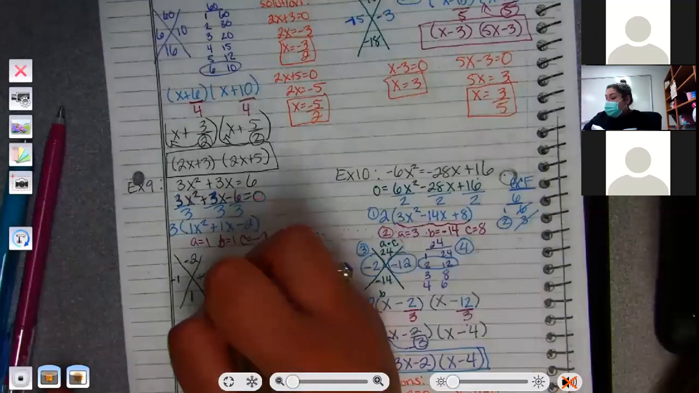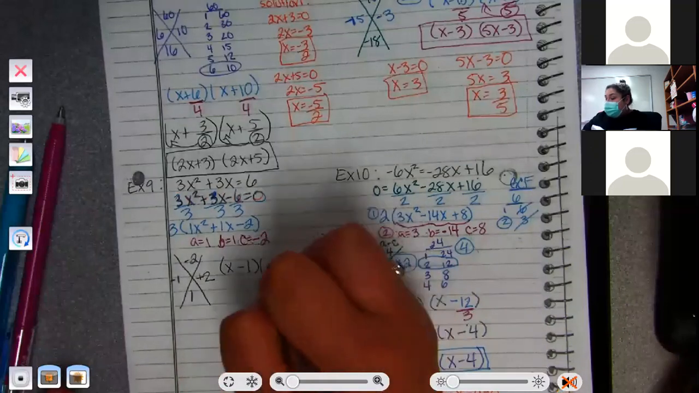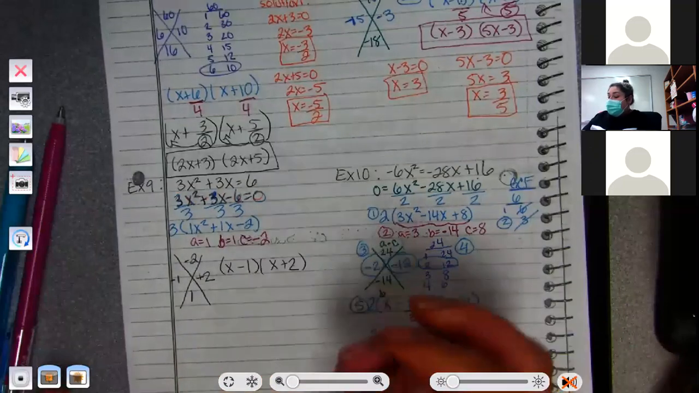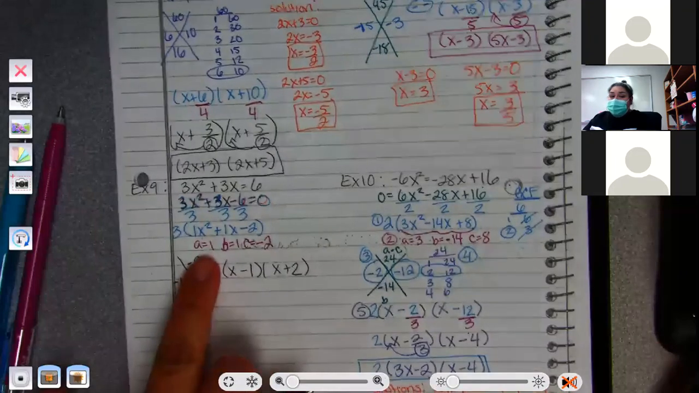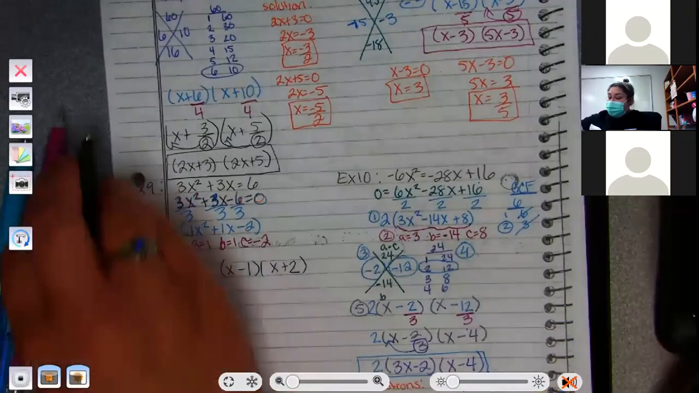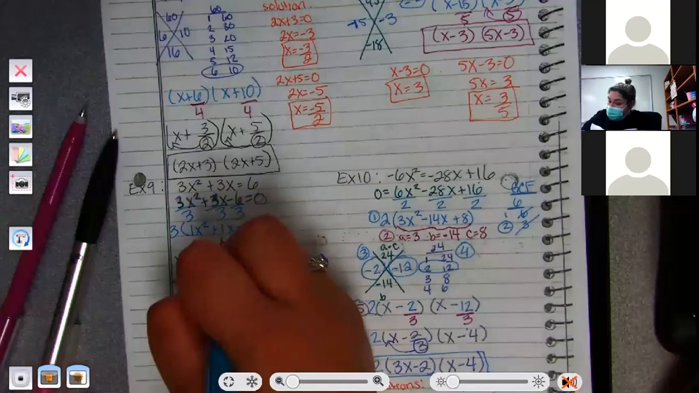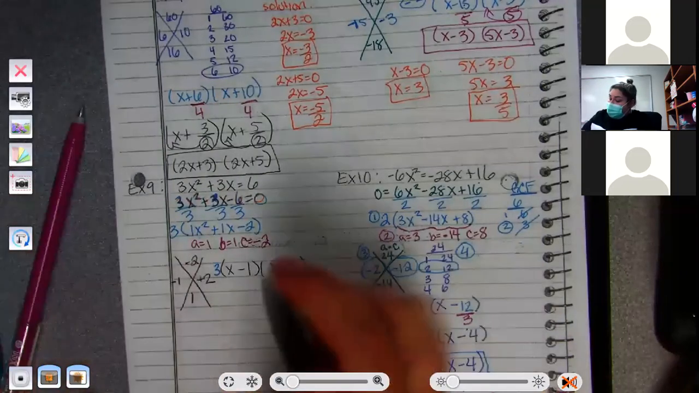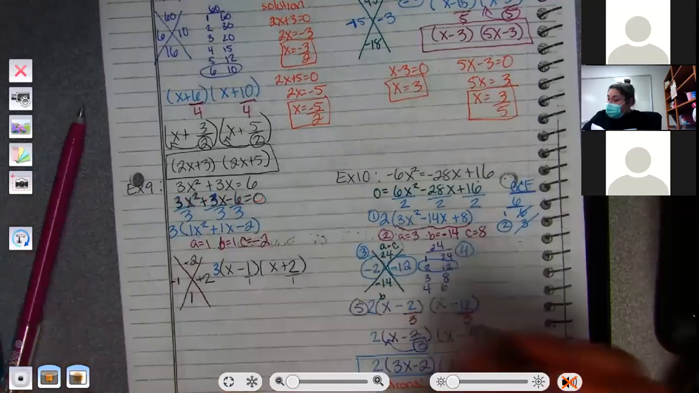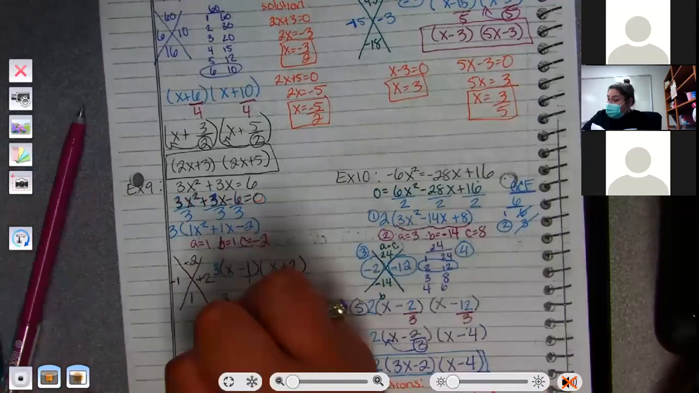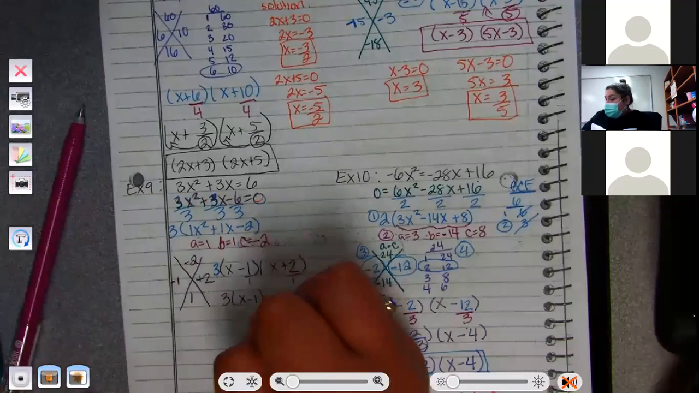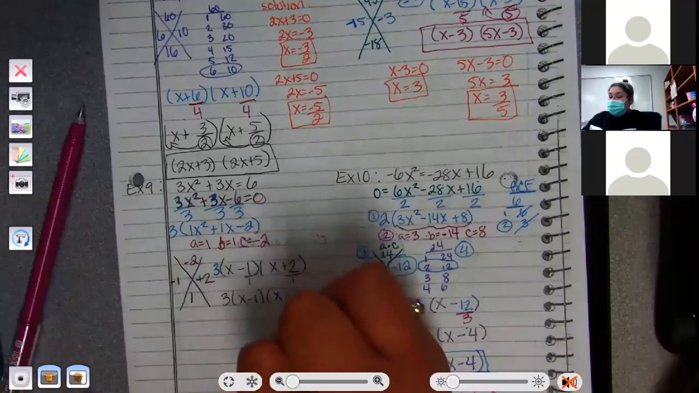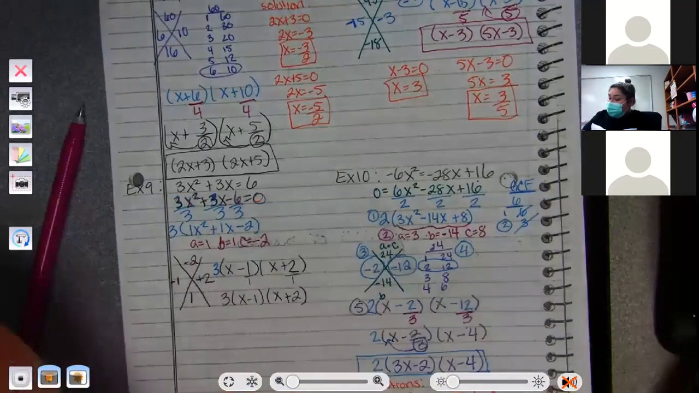So we're going to put it in factor form. So x minus 1, x plus 2. Divide everything by a, which is just a 1, so it's not going to change anything. But don't forget to bring your 3 down. So this, divided by 1, doesn't change anything. So we're going to have 3 times the quantity x minus 1 times the quantity x plus 2. So this is your factor form.